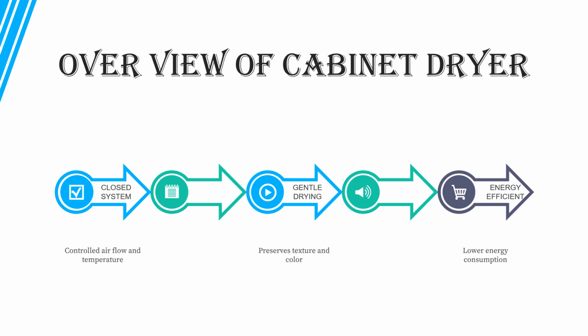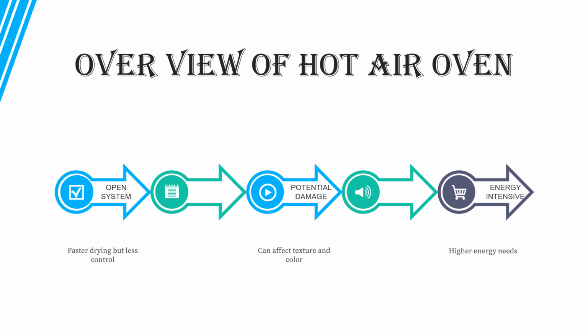So first let's see the overview of cabinet dryer. It is actually a closed system in which controlled airflow takes place, and when talking about drying it also does a very gentle drying so that it preserves the color and texture, and it is also energy efficient due to its lower energy consumption. It is controlled airflow and temperature. It is done in a closed system, and the drying is very gentle and it is also energy efficient.